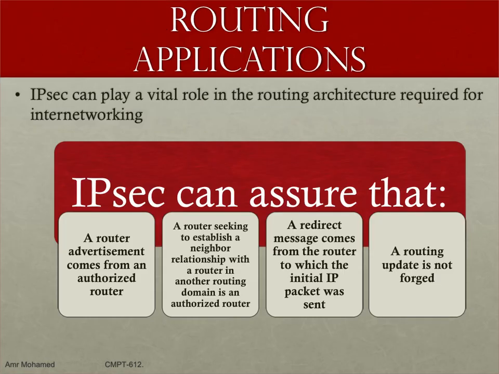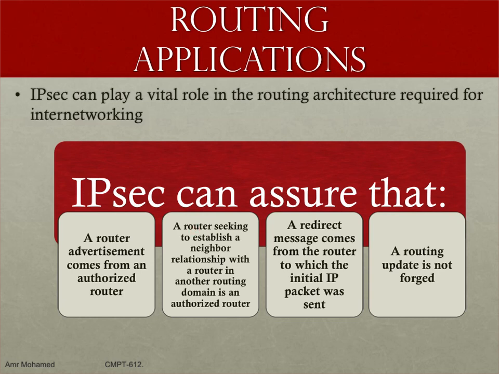IPsec can play a vital role in the routing architecture required for internetworking. IPsec can be used to secure all these types of messages. First, a route advertisement, which is part of dynamic routing protocols. It needs to be known that it is coming from an authorized router. So routers authenticate themselves to each other. Any kind of message at the routing level is authenticated, and we know exactly where it's coming from.